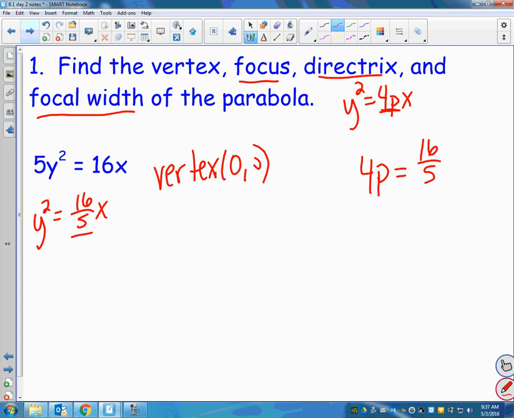But all I'm going to do is do algebra here, right? I'm going to divide by 4, which is the same as multiplying by 1/4. So I can say that in this problem, I know that p is 4/5. And you can check: 4/5 times 4 gives you 16/5.